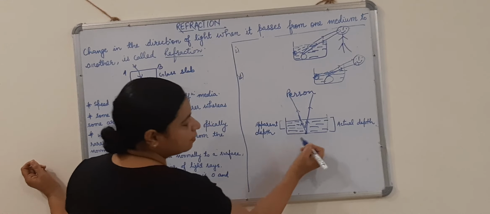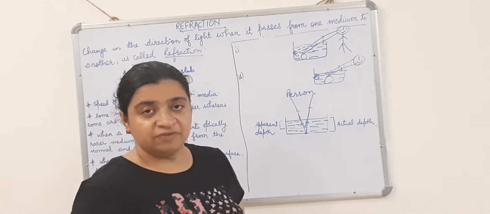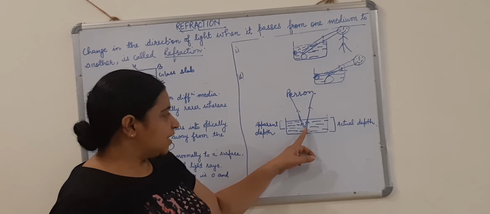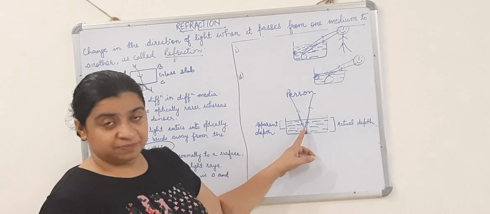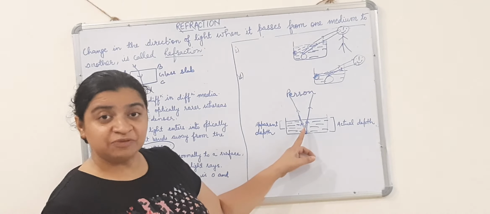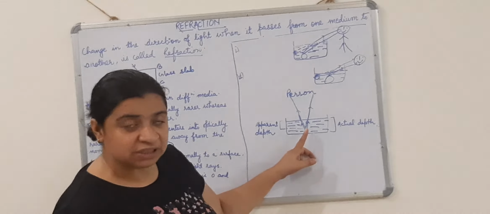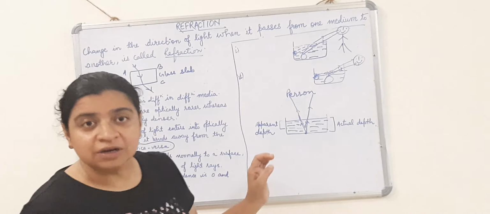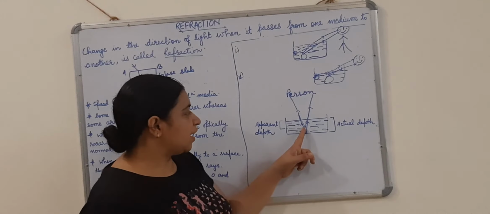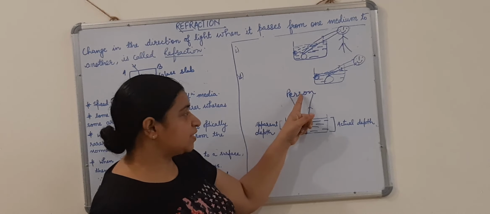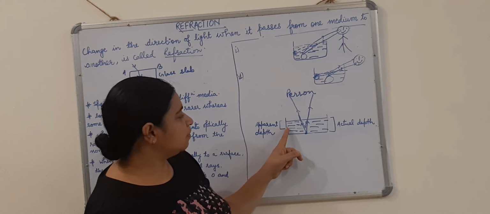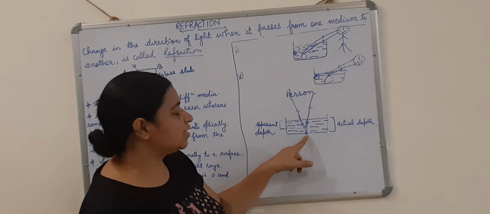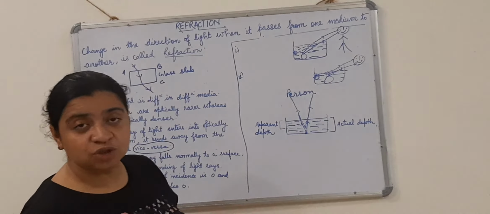Where these rays meet after refraction, virtually, we are making them meet virtually, they are not actually meeting. Where these two light rays meet virtually, that, according to our eyes, is the bottom of the pool. So for a person viewing from this height, the bottom of the pool is here. This is the apparent depth, but actually the bottom of the pool is here. This is the real depth or actual depth.